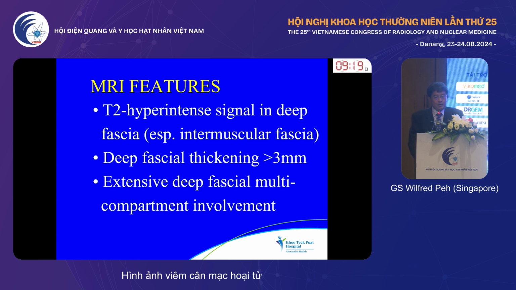So this is probably the most important slide showing the MR features. You look for T2 hyperintense signal or fluid signal in the deep fascia, especially the intermuscular fascia. You look for deep fascial thickening of 3 millimeters or more, so that should be a thick fluid collection instead of just streaks of fluid. And often there is extensive multi-compartment fascial involvement. That means interfascial fluid that involves more than one muscle group. So these are very strong. If you have all these 3 features, these are all strong features of necrotizing fasciitis.